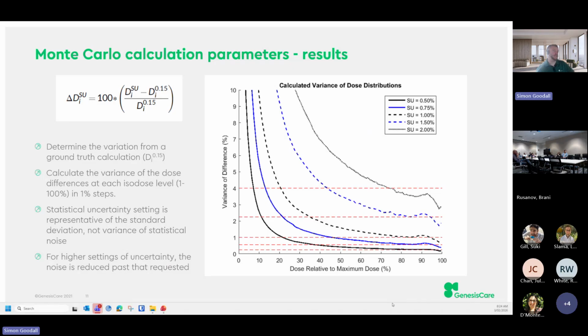And we get some kind of plot that looks like this. So what it shows us is if we set, for example, a statistical uncertainty of 1, we get this dashed black line. It means up at around the isodoses relative to 80, 90, 100%, we do see a variance of around 1. So the Gaussian that represents the noise within that calculation has a variance close to 1.